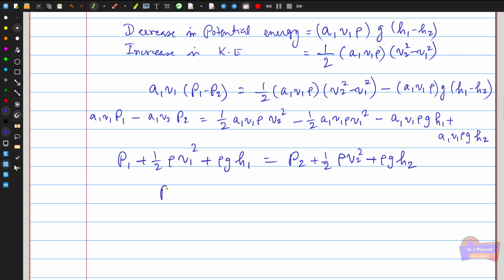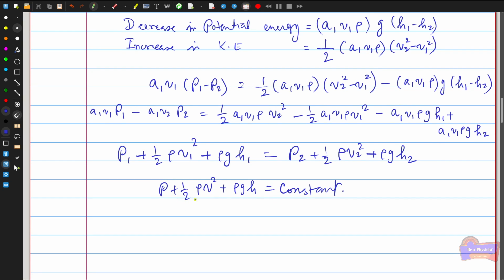Or I can write it as P plus half rho into V squared plus rho into G H, which is equal to a constant value. And you can further simplify this equation by just dividing this whole equation by rho G. I get P divided by rho G plus half of V squared divided by G plus H, which is equal to constant. Okay, so this is nothing but the Bernoulli's equation.